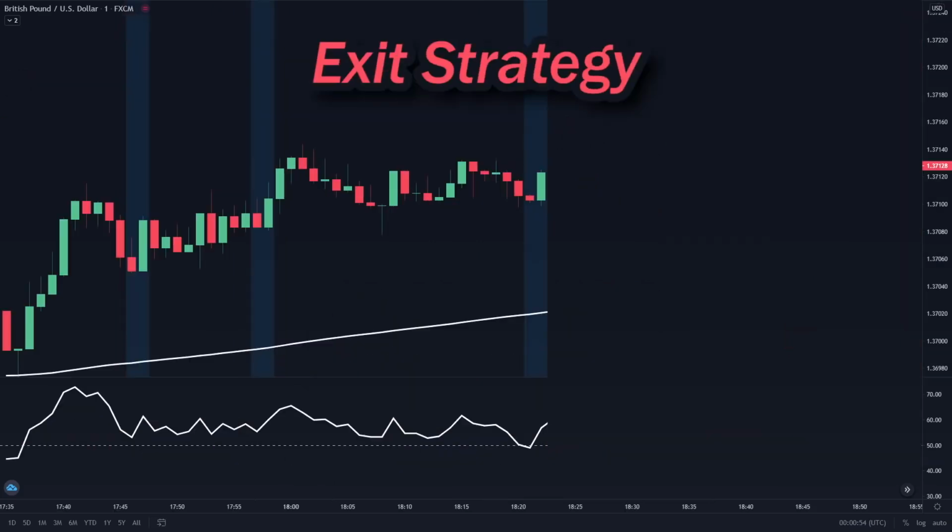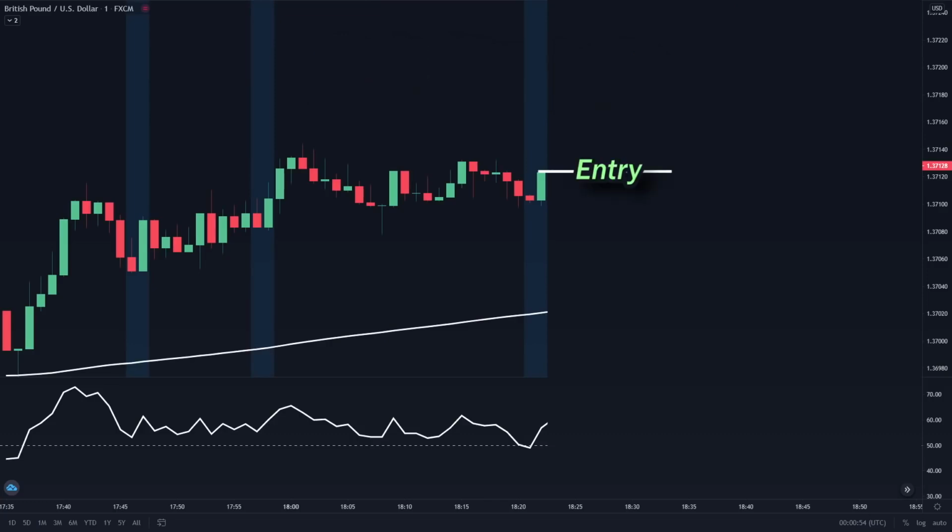Now, for our exit strategy, once you have entered the trade, you want to set your stop loss below your entry candle here and set your profit target at 2 times your stop loss. So now, let's look at this strategy in action.